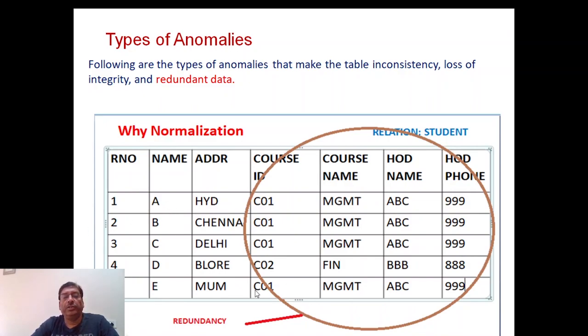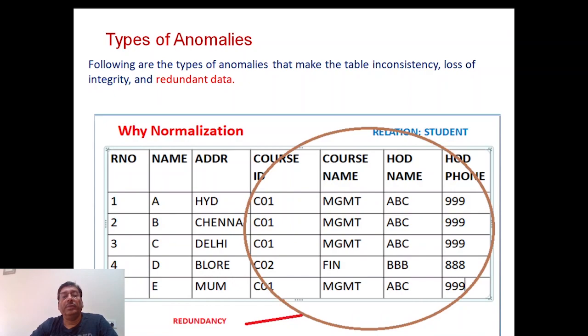Whenever I try to insert the data of a particular student, I am supposed to insert every time the course ID of the student, the course name, followed by the HOD name and HOD phone number, wherein we can easily understand that for a particular course, there will be a particular HOD. But instead, we are supposed to enter the details of the HOD and the course every time along with the details of the student and so on.